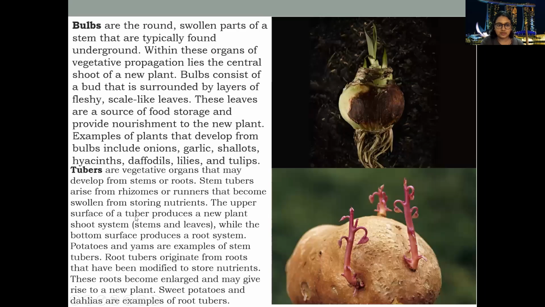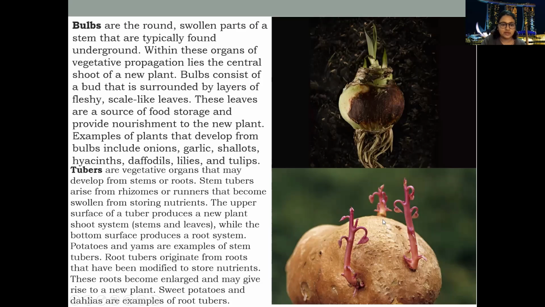Then comes tuber. This all we have seen at our home also, right? If you keep onion, potato for a long time, you will get all these structures. In case of tubers, these are called tubers. You can see these are vegetative organs that may develop from stem or roots. So stem tubers arise from rhizomes or runners that become swollen from storing nutrients.